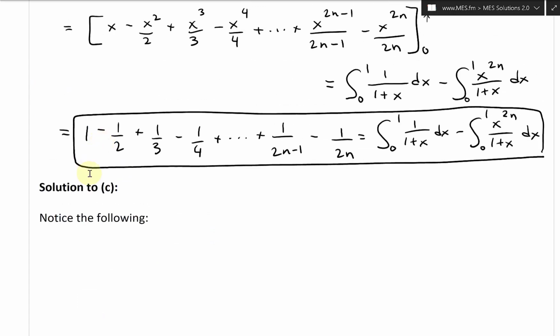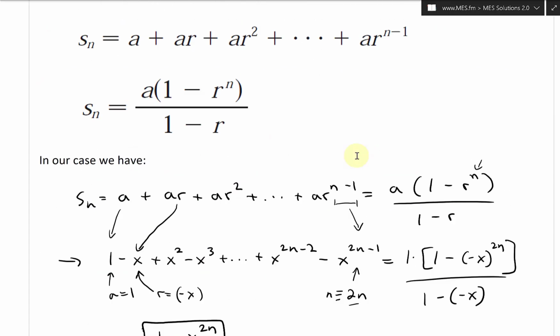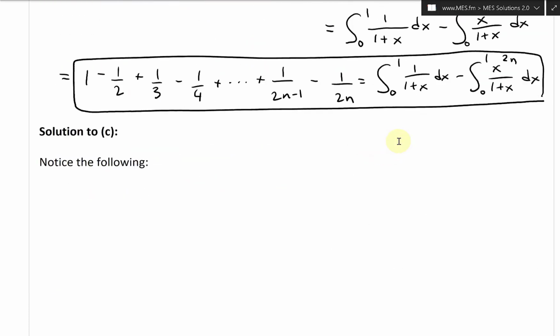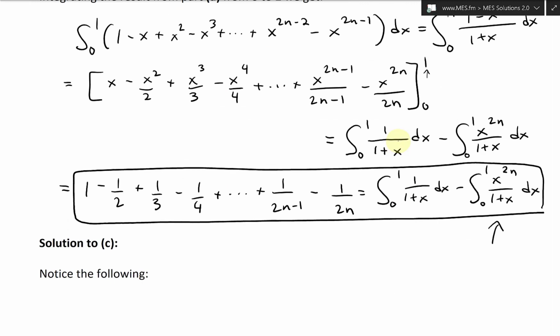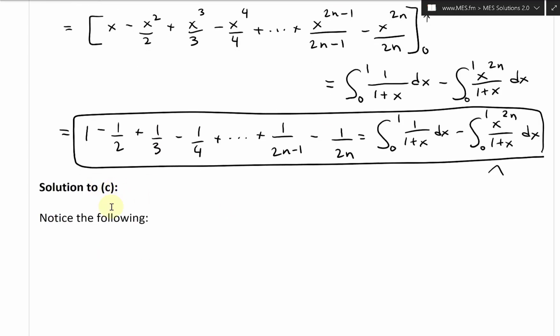So part C, we've got to get it in this giant absolute value sign. And notice this 1 divided by 1 times 2 plus 1 divided by 3 times 4. And notice the integral from 0 to 1 of dx over 1 plus x. And we have this set up here. So the idea is if we can write this in that form I was asking, so solution to C, notice the following.